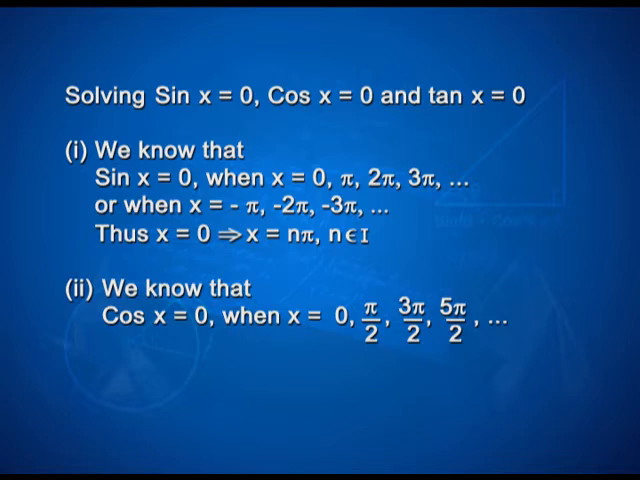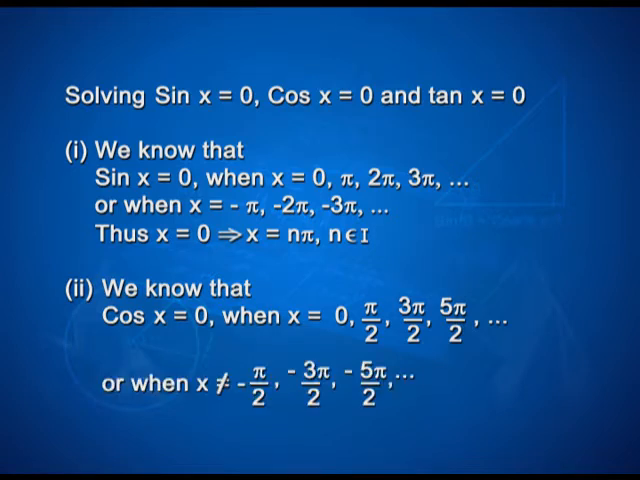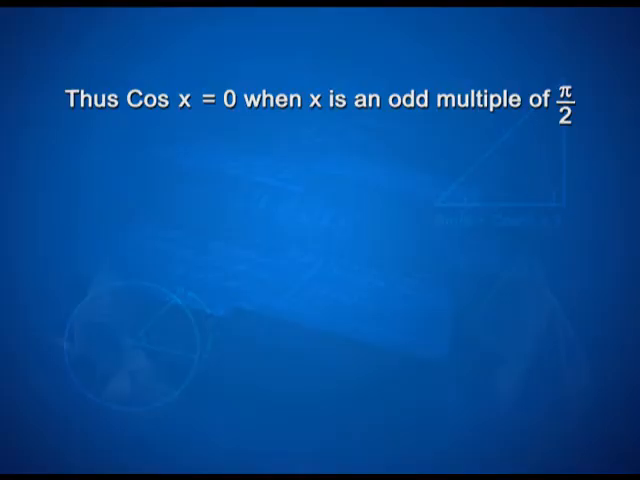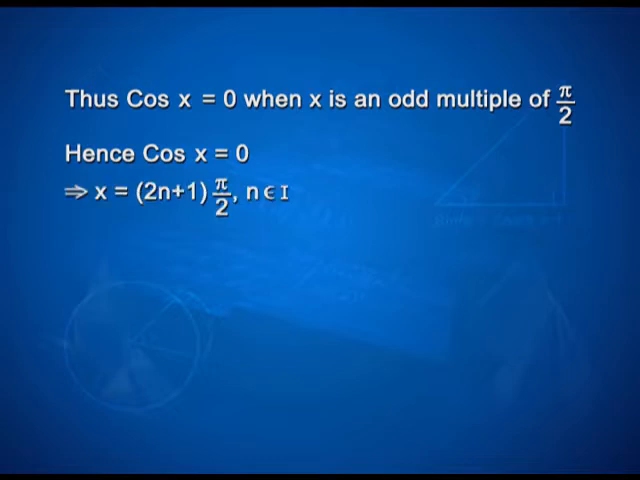Similarly, for cos x is equal to 0, x is equal to pi upon 2, 3 pi upon 2, 5 pi upon 2 and so on, or minus pi upon 2, minus 3 pi upon 2, minus 5 pi upon 2 and so on. Thus, cos x is equal to 0 when x is an odd multiple of pi upon 2. Hence, cos x is equal to 0 implies x is equal to (2n plus 1) into pi upon 2, where n belongs to integers I.